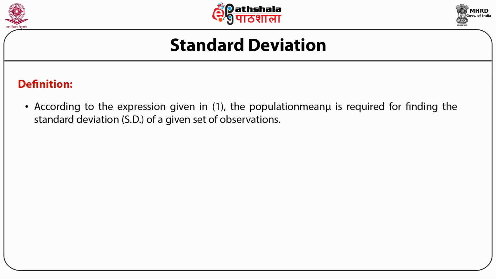Now, according to this expression 1, the population mean mu is required for finding the standard deviation of a given set of observations. And that given set of observations can be the marks of students in the class, the prices of equity of a particular company in a week or in a month, or it can be the mileage of a motorbike or a two-wheeler for 1 month. When you are trying to calculate the standard deviation on any of these 3 parameters, which I have given as examples, you can find it through calculating the standard deviation. Usually, mu is not known.